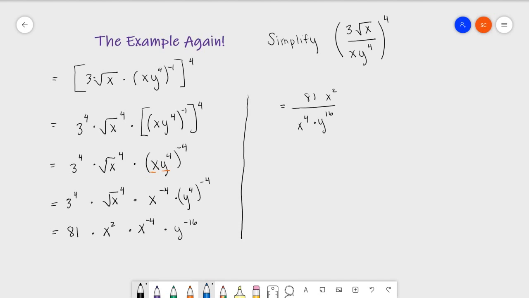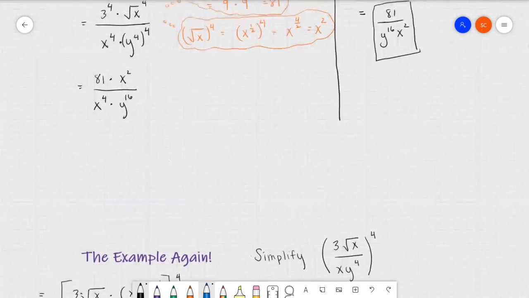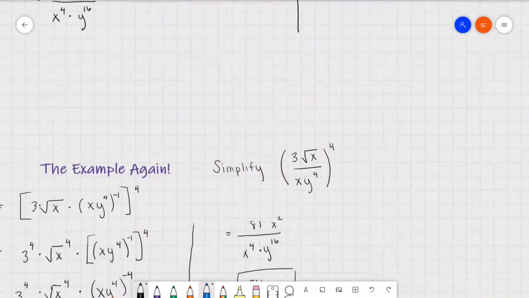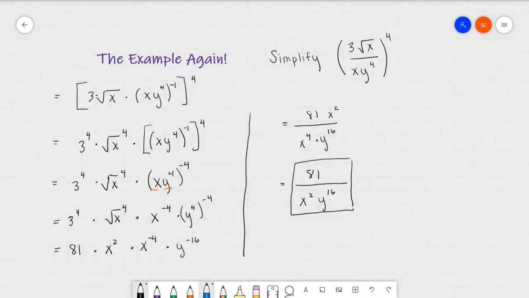Now I'm going to simplify. So I'm seeing an x squared in the numerator and an x to the fourth in the denominator. The bigger power's on the bottom. So when I subtract and notice there's a difference of 2, I should have that x squared showing up in the denominator. So I have 81 x squared times y to the 16th. That looks just like our previous example, doesn't it? Same answer, different method. Very cool.